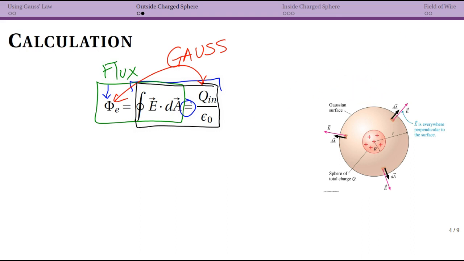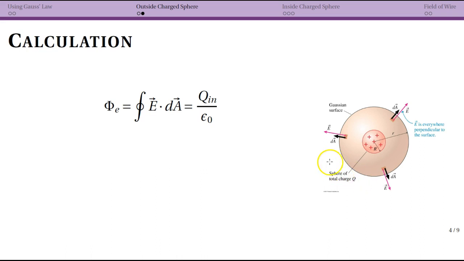So we're going to do that, and we're going to look at our symmetry and our picture. Again, visualizing is really important to say something about what's happening. And in particular, we see that because E and dA are parallel, i.e. our electric field is perpendicular to the surface, we get to multiply these. Now the next thing we see is that the entire charge of the sphere, which was capital Q, is enclosed. So the charge enclosed is just Q, and this whole thing just simplified nicely because of the symmetry.